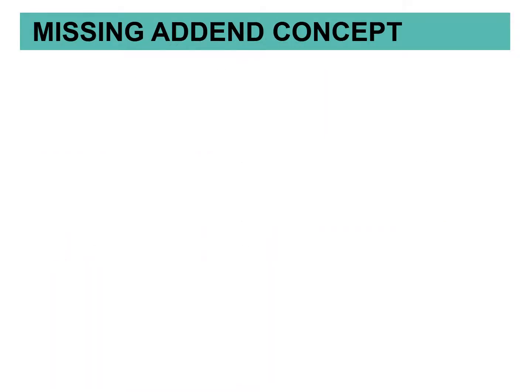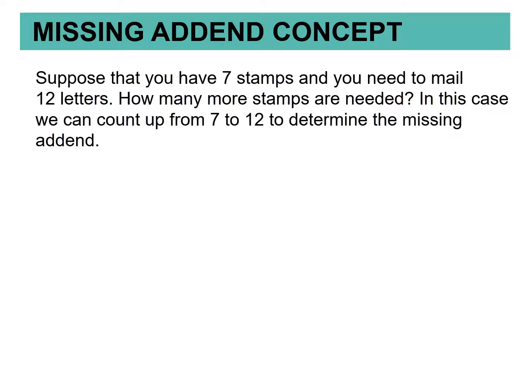The missing addend concept. So when we're trying to find the addend, we're trying to find what number I have to add back to my number to get the larger number. Notice the way this one's worded. Suppose you have 7 stamps and you need to mail 12 letters. You only have 7 to start out with, but you need to get to 12. How many more stamps are needed? So what do you have to add to get to the 12?